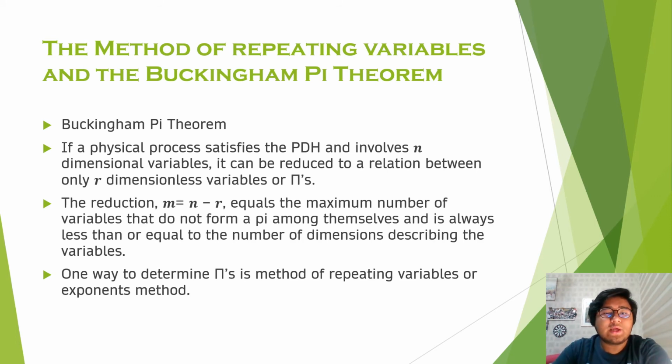So next, one way to determine the pi, which is the dimensionless variables, is the method of repeating variables or exponent method. So after this, I will explain to you how to find pi using this method. I will explain further and in more detail in this method. So that's all for the definition of Buckingham pi theorem. Basically, it is about dimensionless variables.